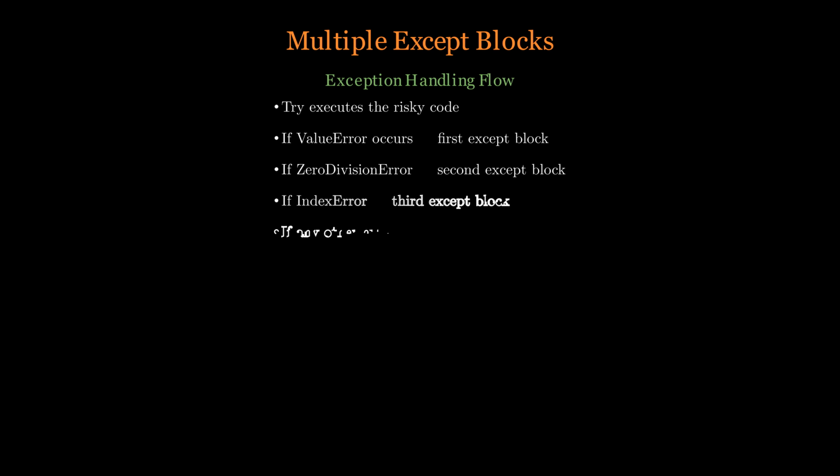The execution flow checks each except block in order. Python uses the first matching exception type and skips the rest. This allows precise error handling, with appropriate responses for each situation. The general Exception catch-all should always come last.